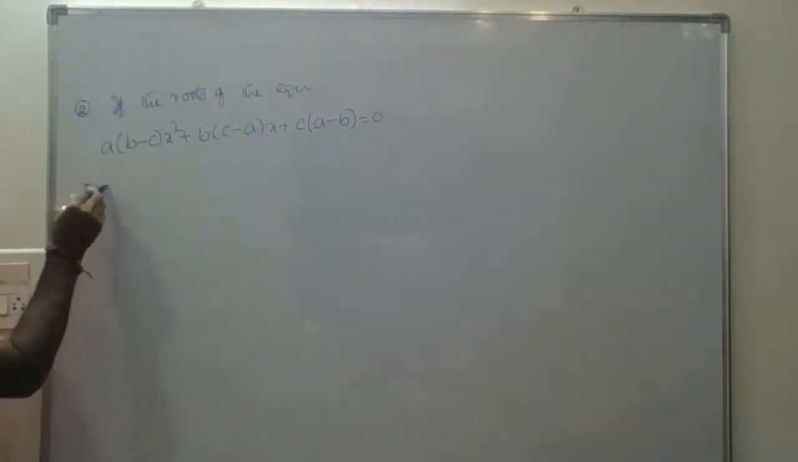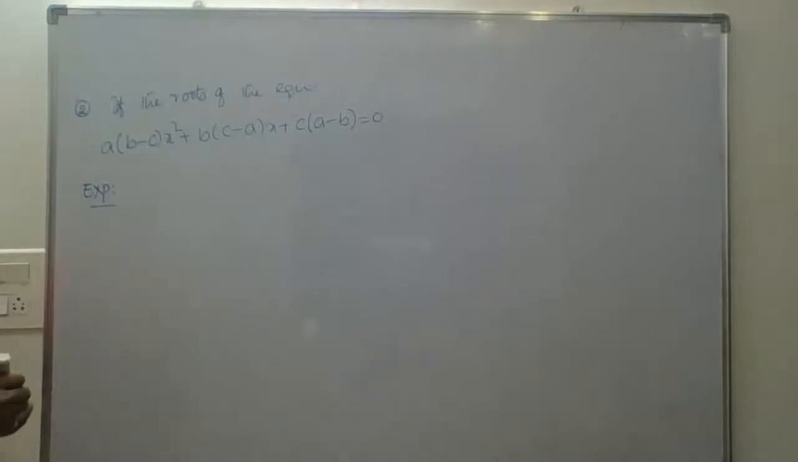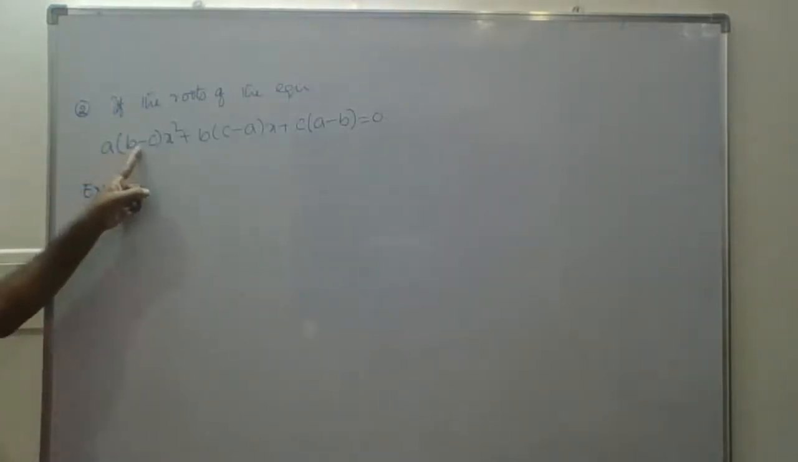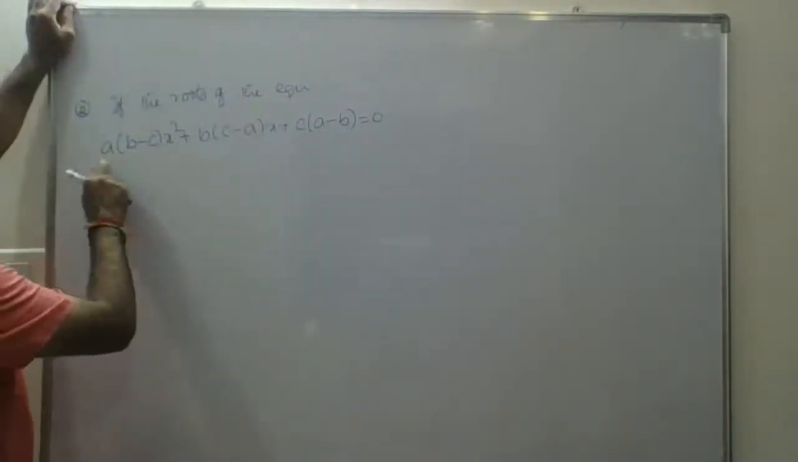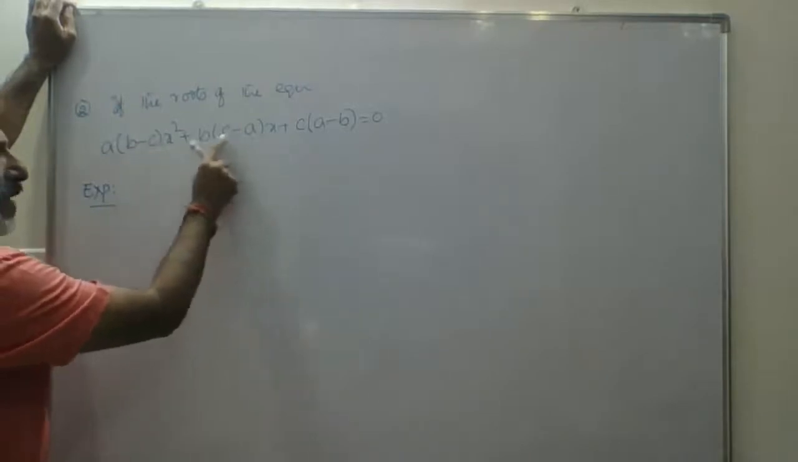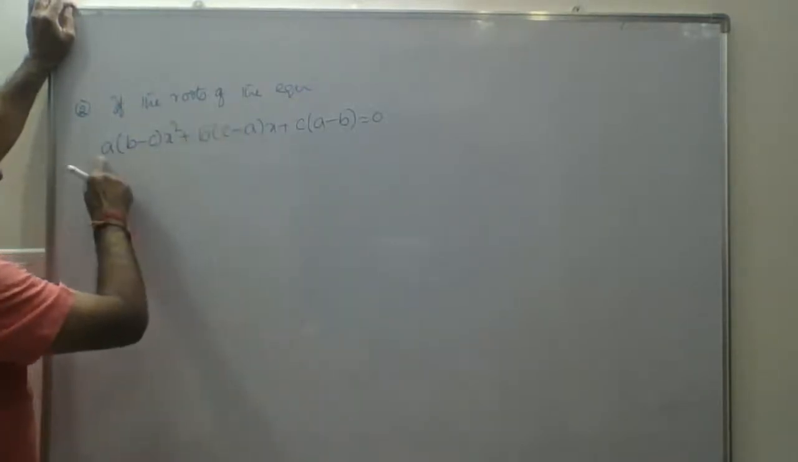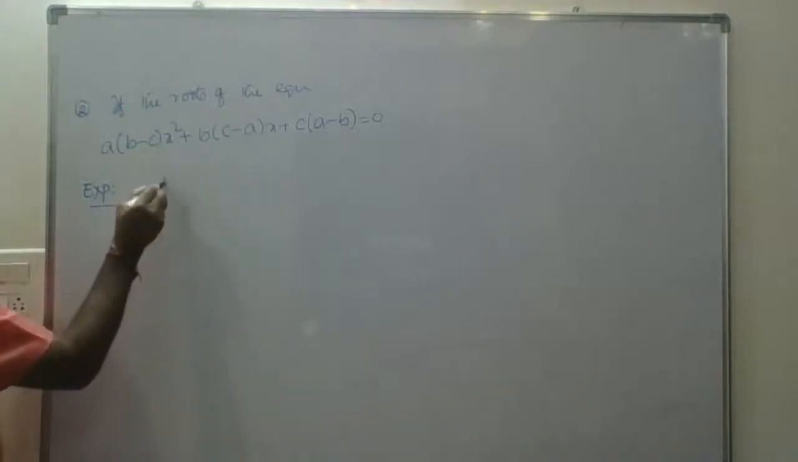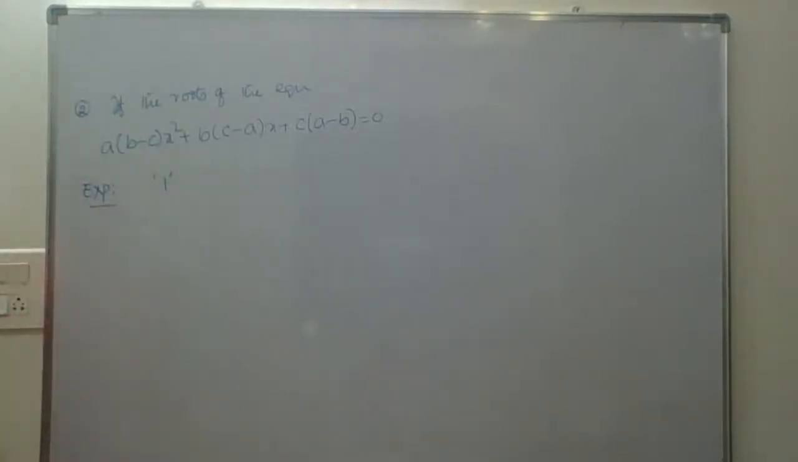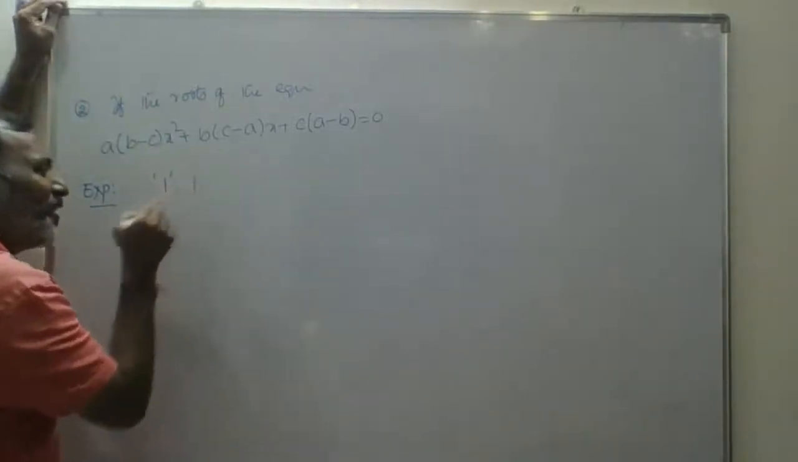Explanation. See here also A into B minus C, B into C minus A, C into A minus B. ఇక్కడ ఎక్స్పాండ్ చేస్తే AB minus AC, ఇక్కడ మైనస్ AB వస్తుంది. AB క్యాన్సిల్ అవుతుంది యాడ్ చేస్తే. సో హియర్ ఆల్సో ద సమ్ ఆఫ్ ద కోఎఫిషియెంట్స్ ఇస్ ఈక్వల్ టు 0. Sum of the coefficients is 0 implies what? One of the roots of the equation is what? 1. But what is given? The two roots of this equation are equal. Therefore, other root is also what?